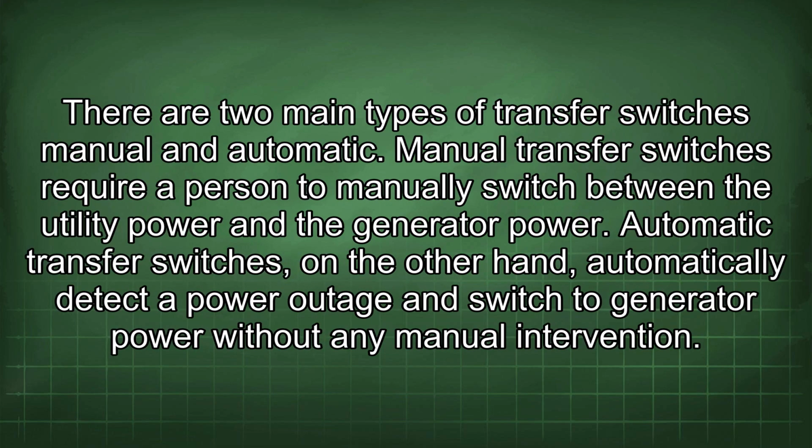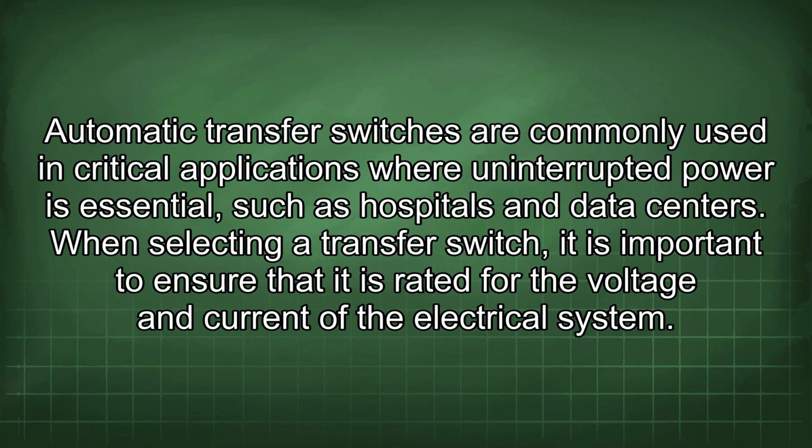There are two main types of transfer switches: manual and automatic. Manual transfer switches require a person to manually switch between the utility power and the generator power. Automatic transfer switches, on the other hand, automatically detect a power outage and switch to generator power without any manual intervention. Automatic transfer switches are commonly used in critical applications where uninterrupted power is essential, such as hospitals and data centers. When selecting a transfer switch, it is important to ensure that it is rated for the voltage and current of the electrical system.